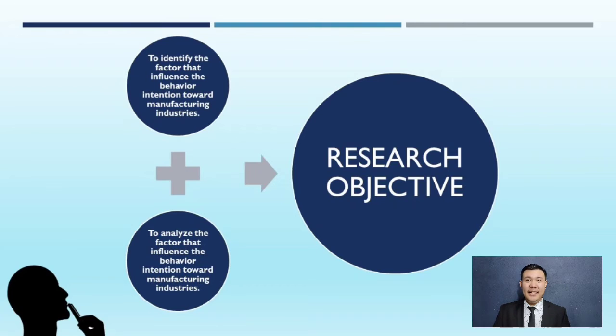From that problem statement, I come up with some objectives in this research. First, to identify the factors that influence the behavior intention towards manufacturing industry. Second, to analyze the factors that influence the behavior intention towards manufacturing industry.